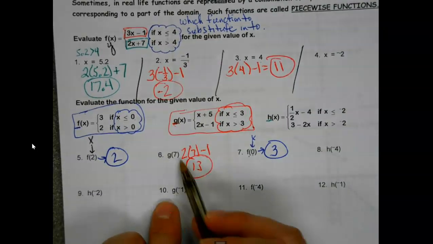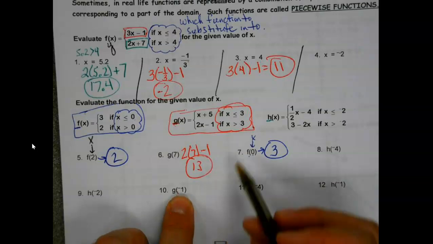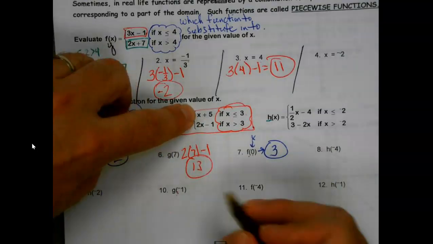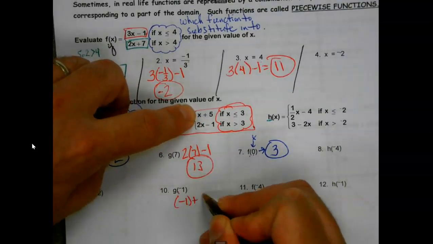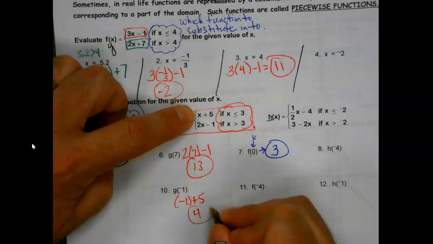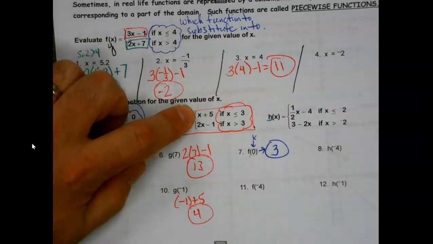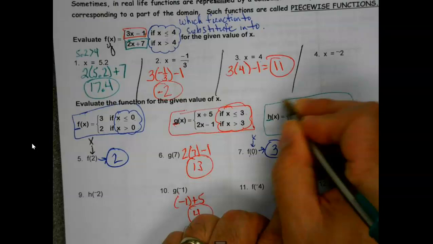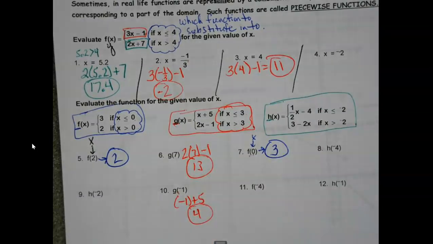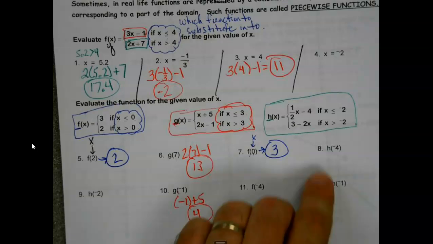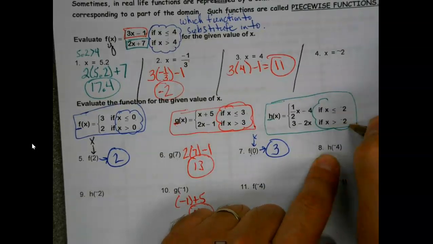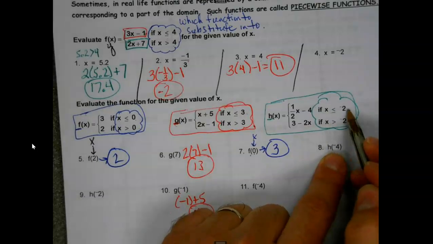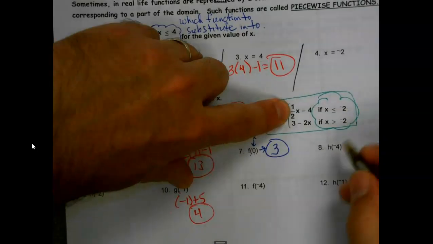Let's stick with G. G of -1. Is -1 less than or equal to 3? Yep. There's the expression I'm plugging in for and getting an answer out. So the letter tells me which function. The number inside tells me which expression to plug into. So here, okay, here's H. H of -4. Is -4 less than or equal to -2? Yep. We're plugging in here.